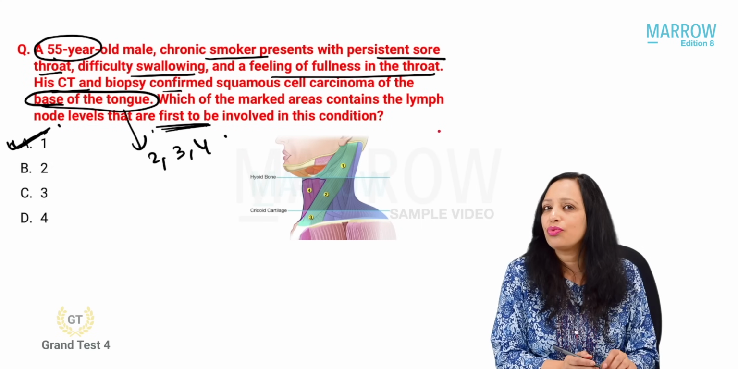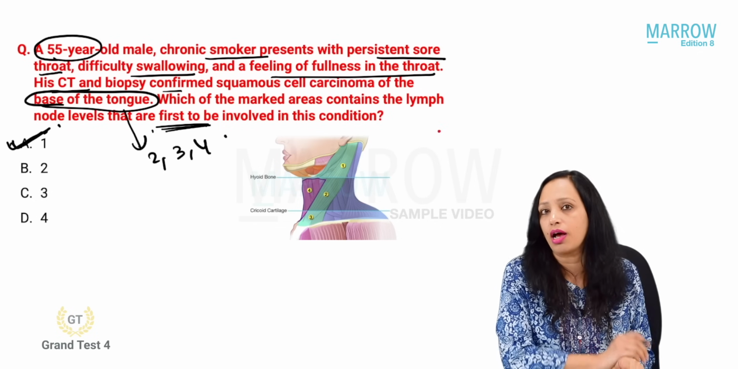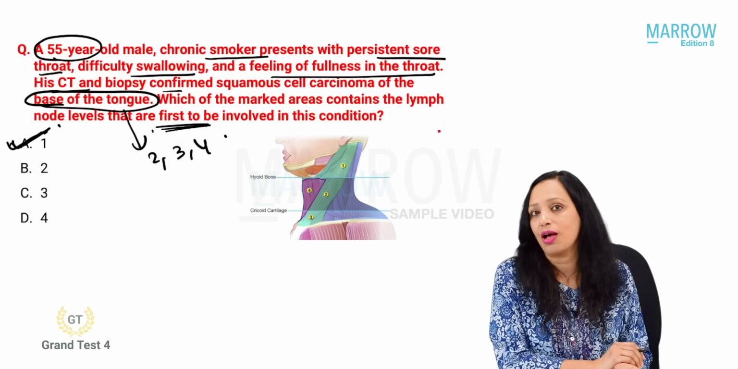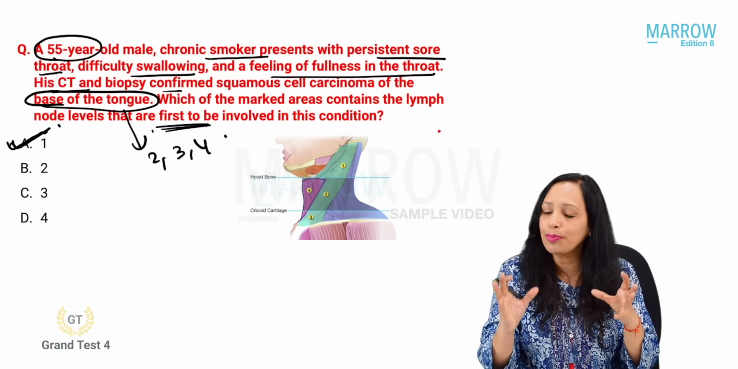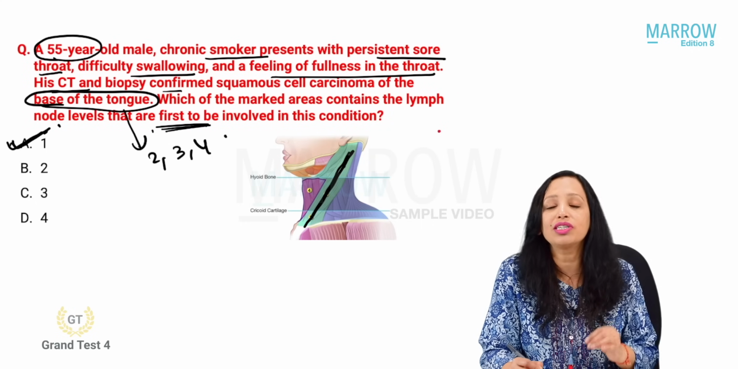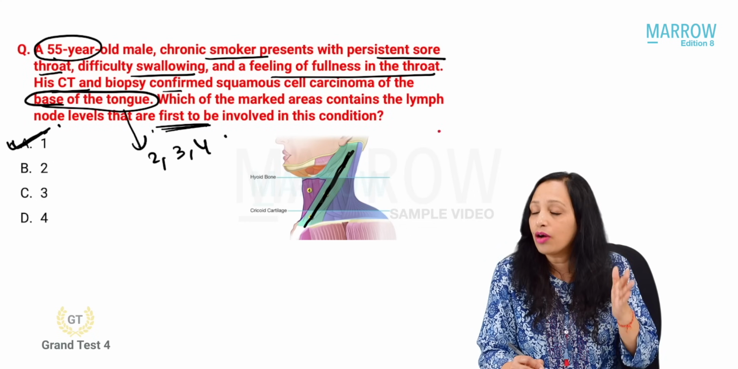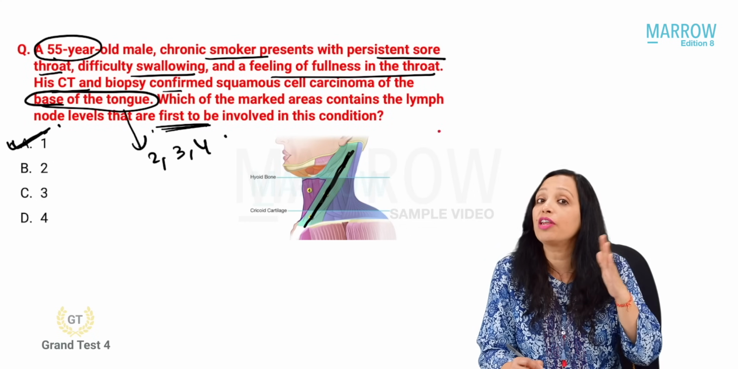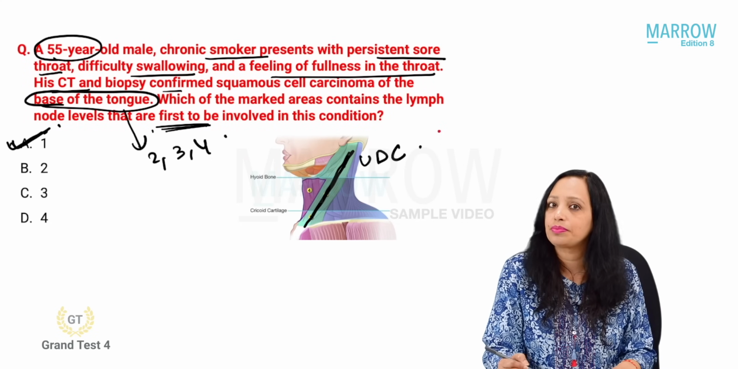Now let me ask you, if it is asked pyriform fossa carcinoma instead of base of tongue. Pyriform fossa, we know, is a part of the hypopharynx. Again, the hypopharynx drains into the lateral group. 2, 3, 4 is known as the lateral group. If out of the hypopharynx specifically pyriform fossa is asked, then again the answer will be upper deep cervical.